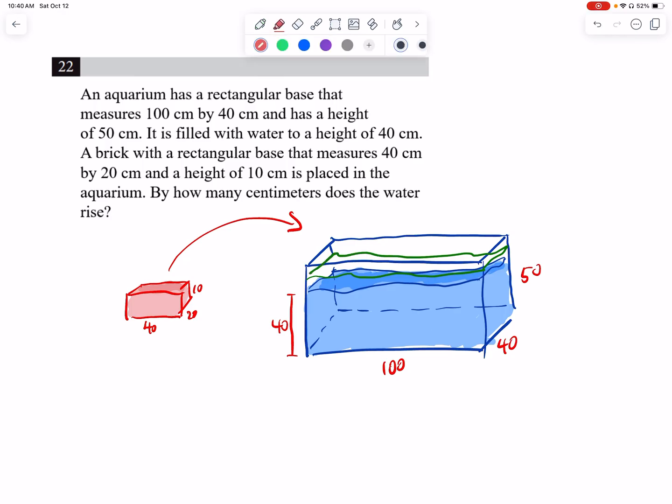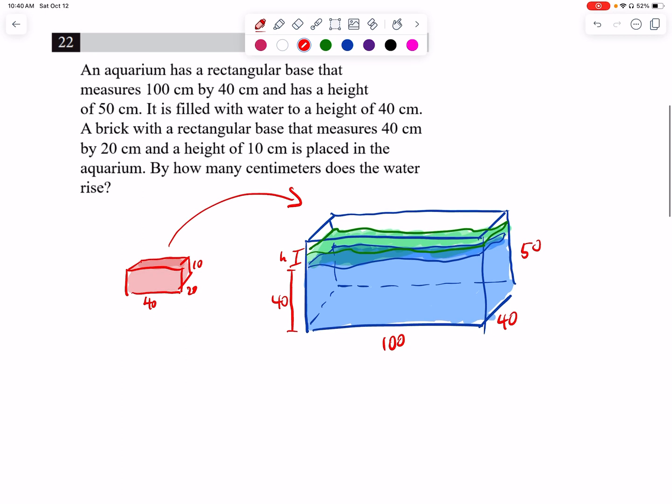And we'll make it green. Wow, I don't know why the water turned green, but maybe there was something gross on that brick. Okay, so what we're having to figure out here is basically how much did it go up? I'm going to maybe call that H.